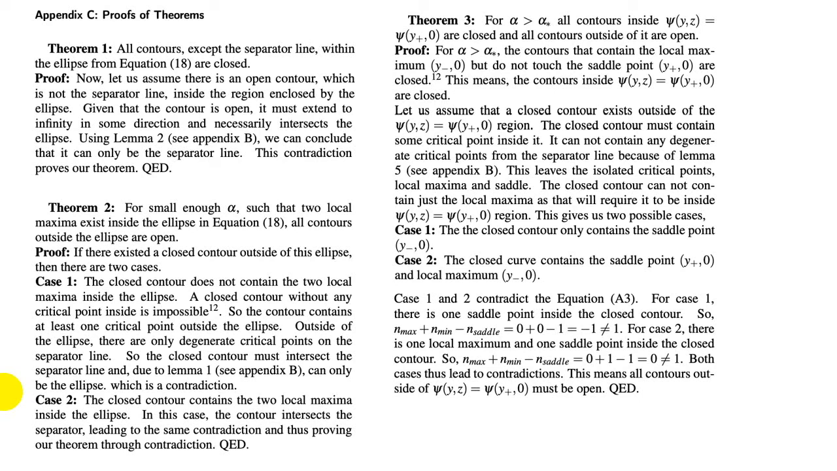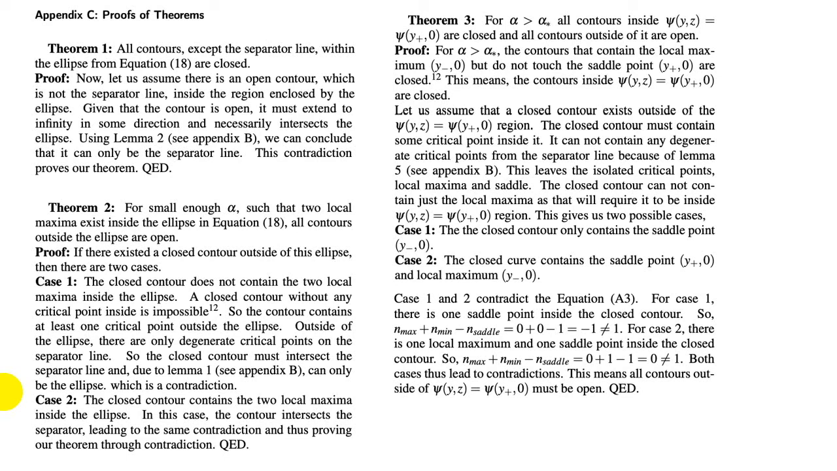So let's say the closed contour doesn't actually contain two local maxima inside the ellipse. So a closed contour without any critical point inside is impossible. So the contour contains at least one critical point outside of the ellipse, right? Outside of the ellipse, there's only one degenerate critical point on the separator line. So the closed contour must intersect this. Due to lemma one, it can only be the ellipse. We already proved lemma one, right? So if it's only the ellipse, then it's not actually outside of the ellipse. That's the contradiction, so it cannot happen.